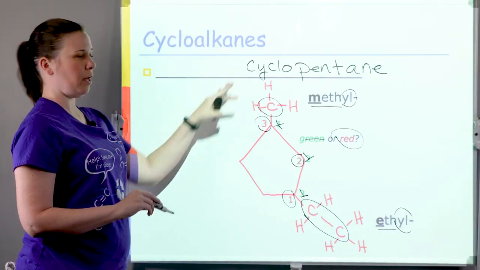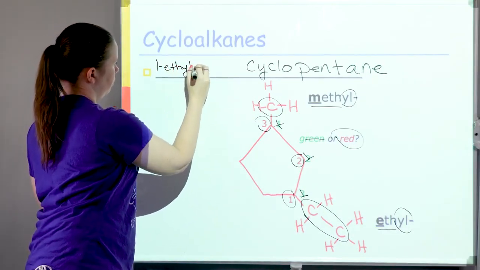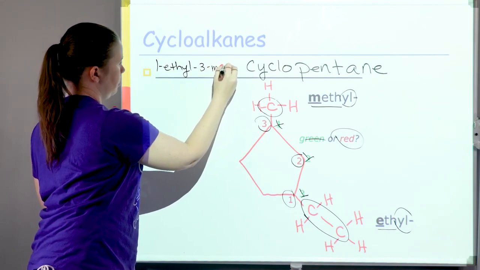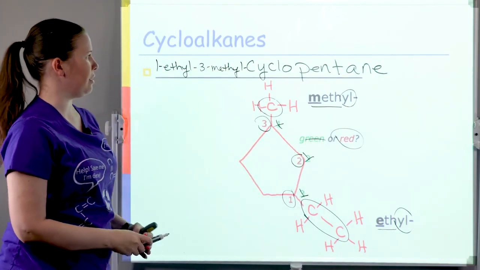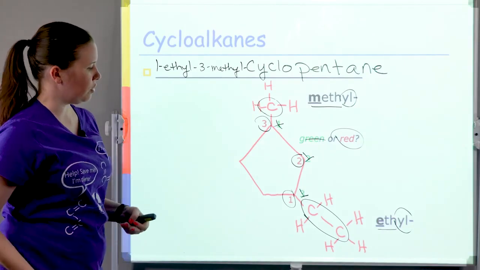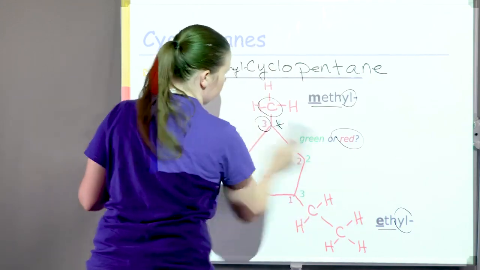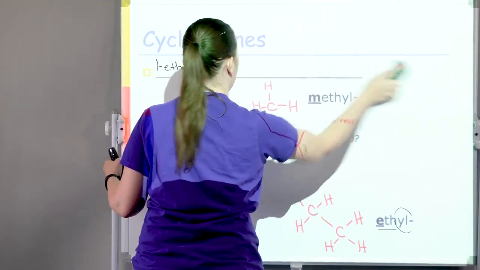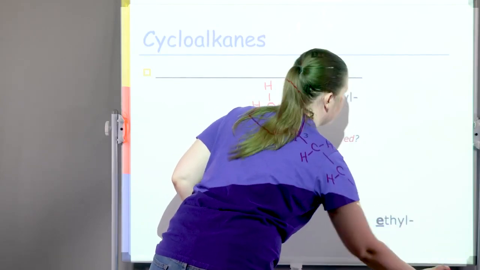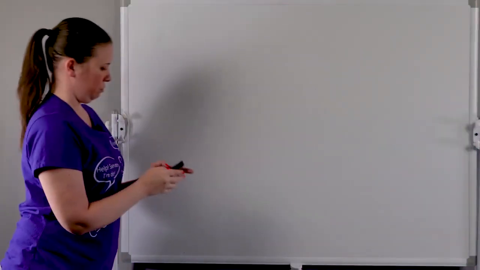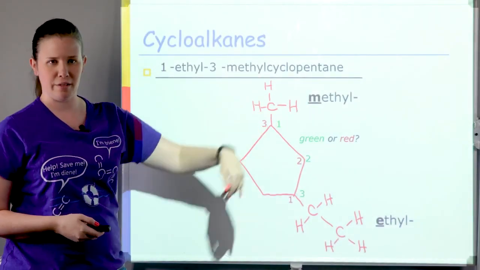So now we're just going to write all that in the front here. 1 ethyl, 3 methyl, cyclopentane. Still got that same base molecule. We just figured out our branches. 1 ethyl, 3 methyl, cyclopentane.